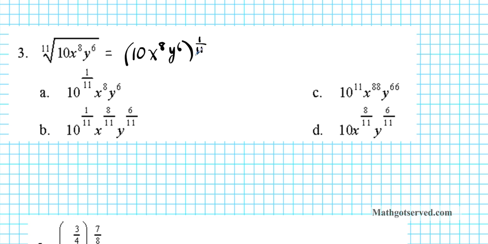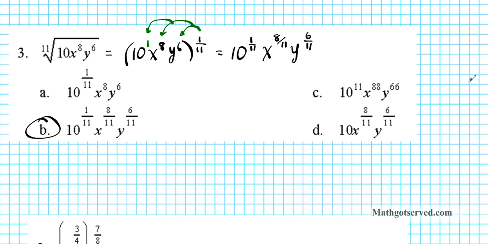Okay, so here you have a power of a product of powers situation. What we're going to do is distribute this power to these respective powers. 10 doesn't have a power, so the default power is going to be 1. Okay, so we're going to distribute 1 over 11 to 6, 8, and 1. Our result is going to be 10 to the 1 over 11, x to the 8 over 11, y to the 6 over 11. All right, and the correct answer for this is going to be option letter B.